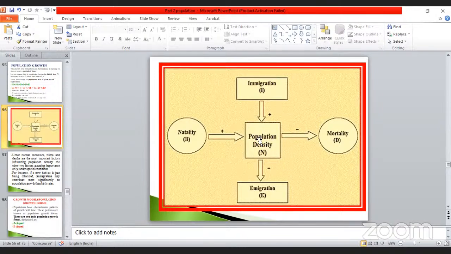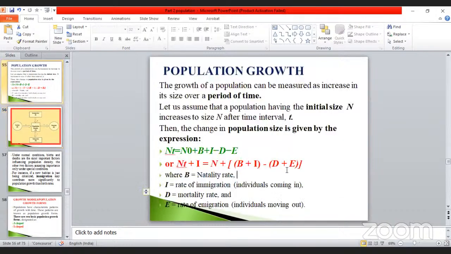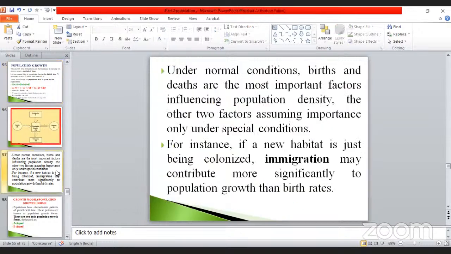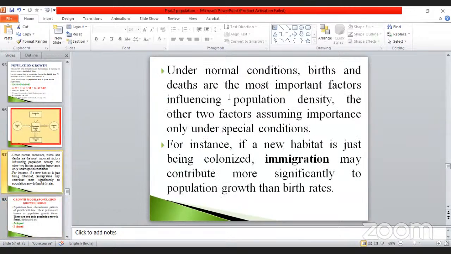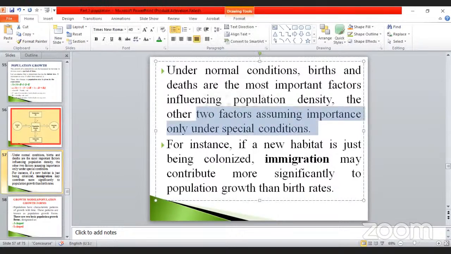Some of the people can emigrate from our country for business or somewhere else, also getting a green card, like that. Emigration. So that is simply denoted. Population density is denoted as natality plus immigration, and minus mortality, minus emigration. That is also denoted here. My dears, don't forget these things. And also, see that under normal conditions, birth and death are the most important factors influencing the population density. The other two factors assume importance only under special conditions. Other two factors means what is that?